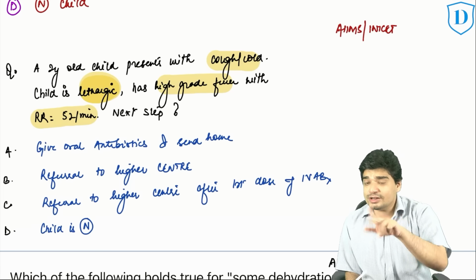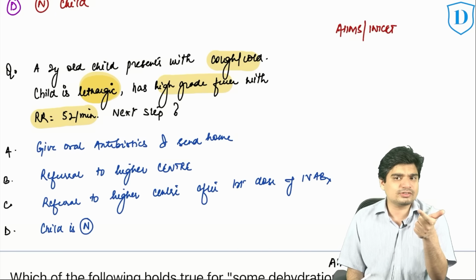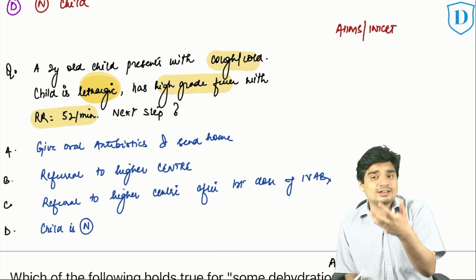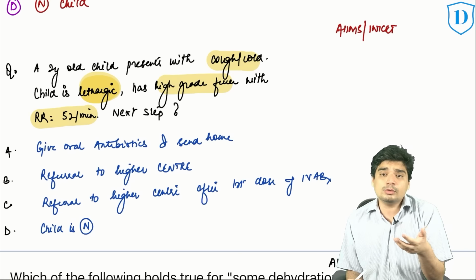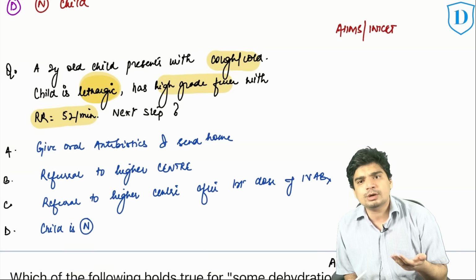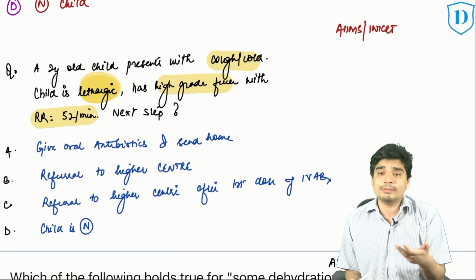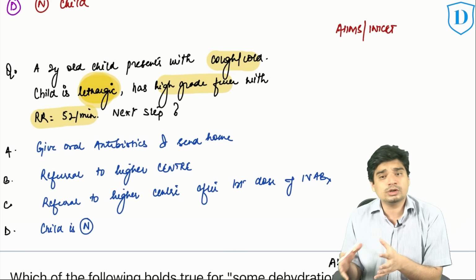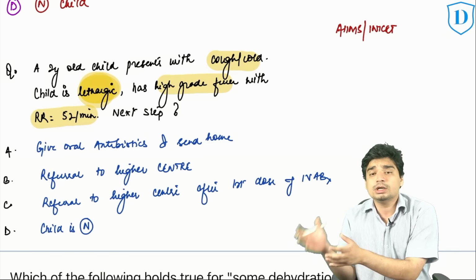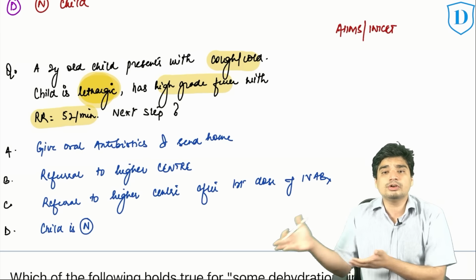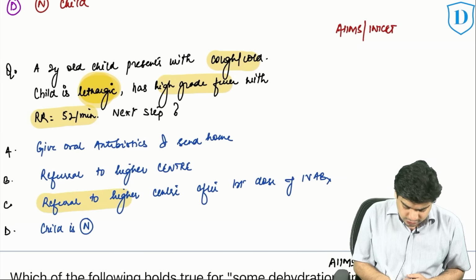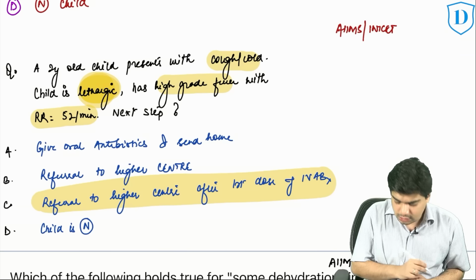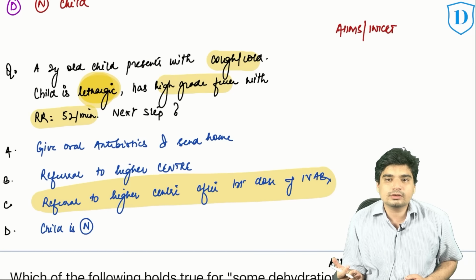And in severe pneumonia, we discussed this in dehydration also, that in severe dehydration the child is lethargic and you have to give IV fluids. In severe pneumonia, you can't give oral antibiotics, you have to give IV antibiotics. And because it's a primary health center, you can't manage there, you have to refer. So since this child is lethargic and has cough and cold, this automatically becomes severe pneumonia. You will refer after giving the first dose of IV antibiotic. So the answer will be referral to a higher center after the first dose of IV antibiotics.